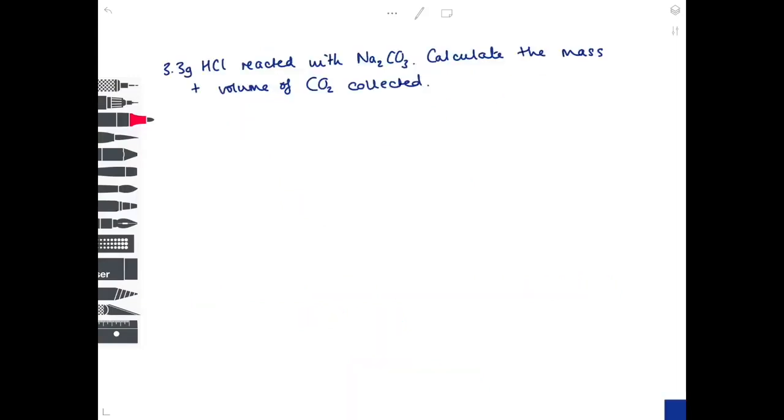Now we need to look at reacting mass and gas volume questions. So 3.3 grams of hydrochloric acid react with sodium carbonate. Calculate the mass and volume of carbon dioxide collected. Now I do imagine that in your question paper they'll give you the balanced symbol equation, which is the starting point of this calculation. However, in another part of the exam paper they could easily expect you to write out your own salt equations and to balance them, which is why I'm going to do all of that right now. So hydrochloric acid reacts with sodium carbonate to produce a salt, which is sodium chloride, plus water, plus carbon dioxide. Make sure it's balanced. I know I need a 2 there and a 2 here.